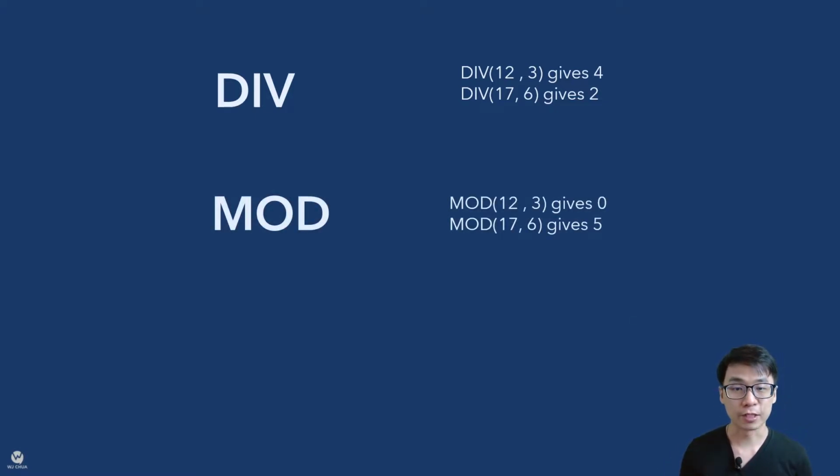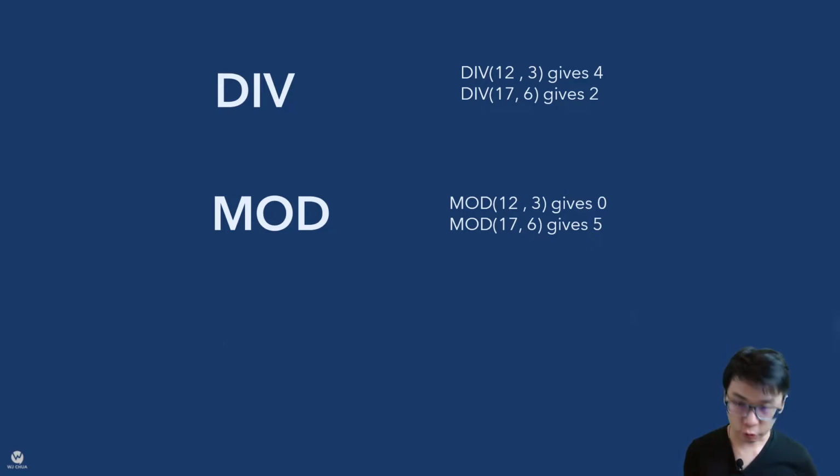Next, what we have is mod. Mod is sort of like the opposite. It will actually take the remainder. Like 12 divided by 3, do you have any remainders? No. So that's why 12 mod 3, you will get 0. Whereas 17 divided by 6, what will you get? You will get a remainder of 5, because 6 times 2 is 12, and 12 plus 5, you get 17. So that's why this is mod.